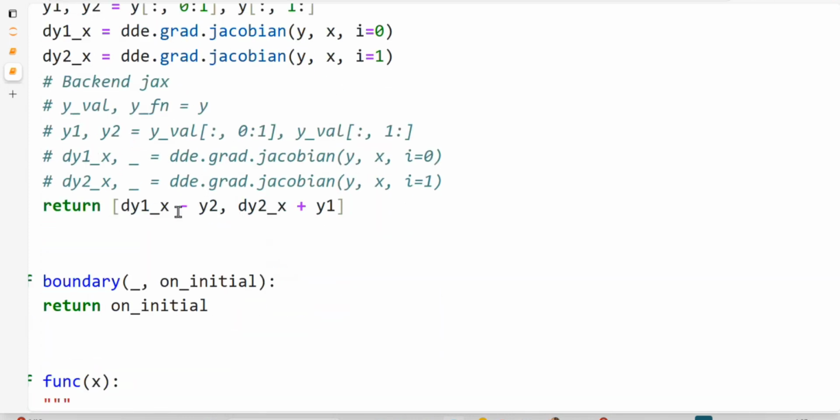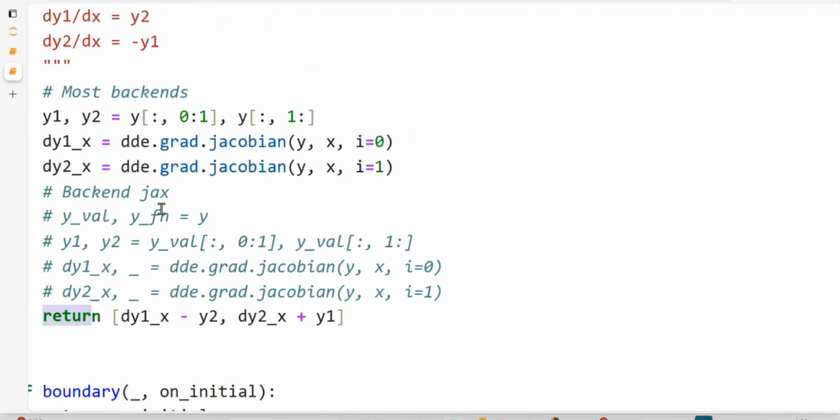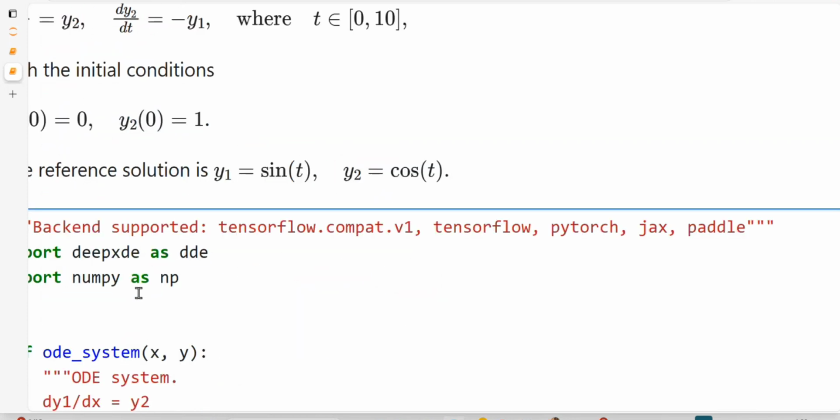Next, the return of this function will be the residual. You can see that this is dy1 over dx. It is written as a variable minus y2. This is the residual for the second ODE.